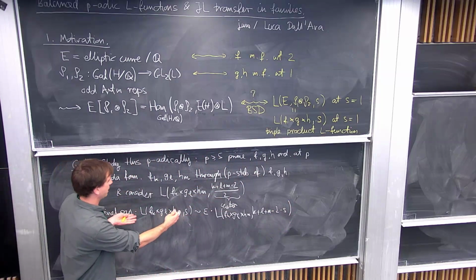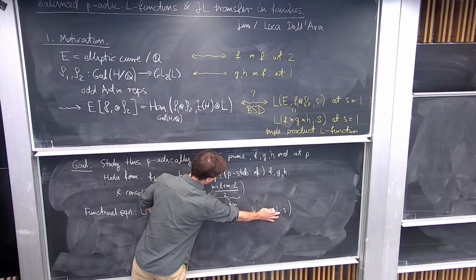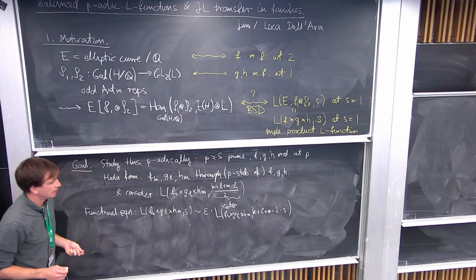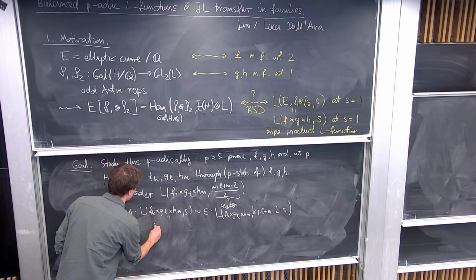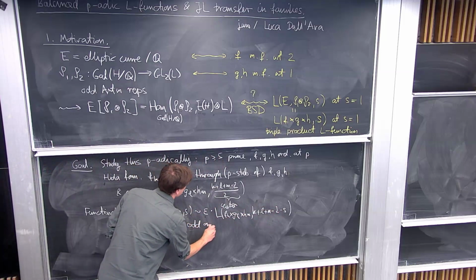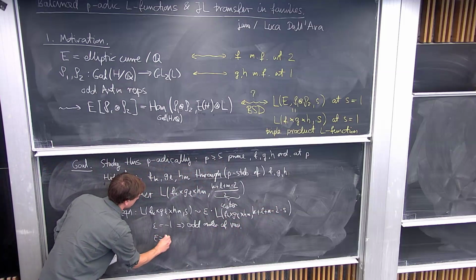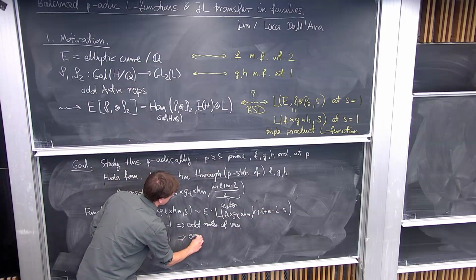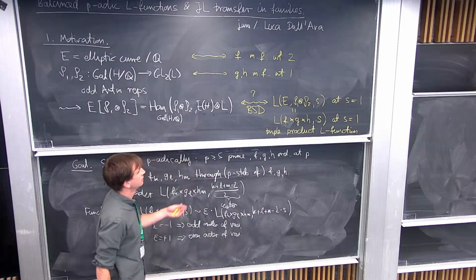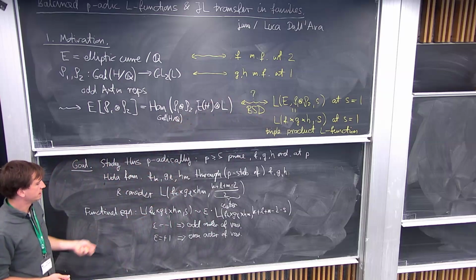So the typical thing that happens when you see this: if you plug in s to be the center, then these two numbers become the same. And if epsilon equals minus 1, the two sides have to vanish. So in general, if epsilon is minus 1, you have an odd order of vanishing, and if epsilon is plus 1, you have an even order of vanishing. In other words, this Mordell-Weil group should be of odd or even rank depending on this epsilon factor.